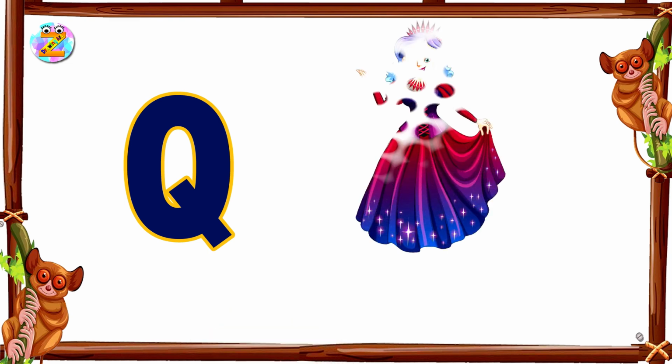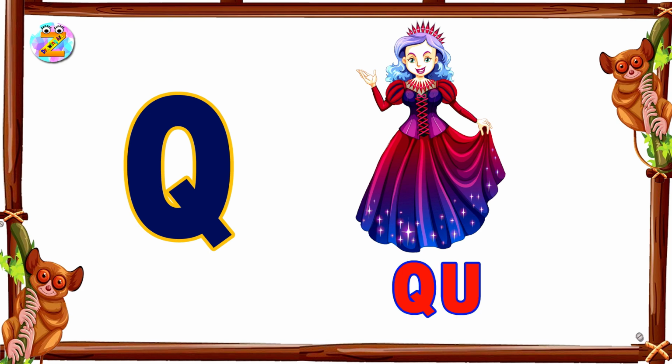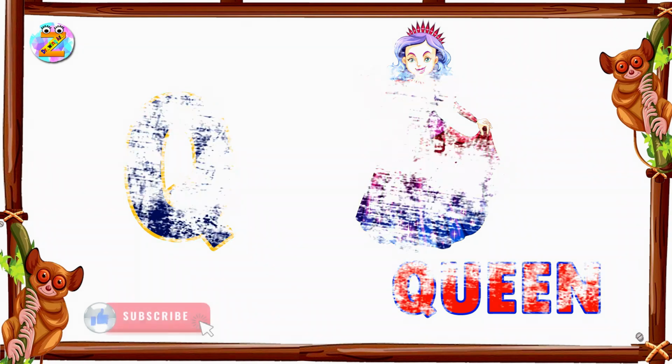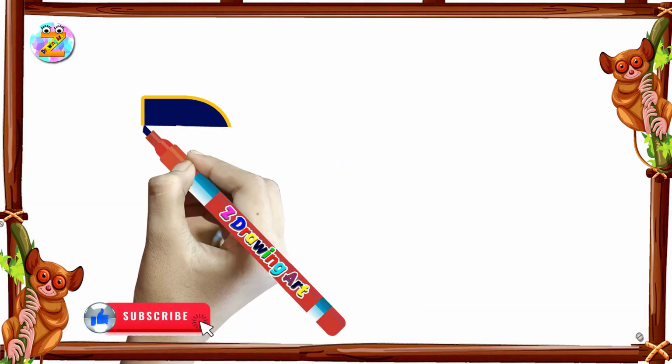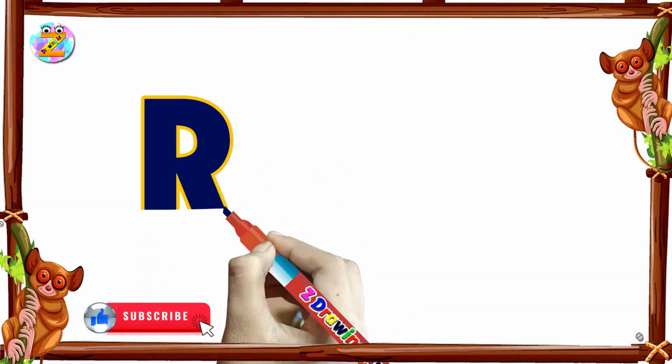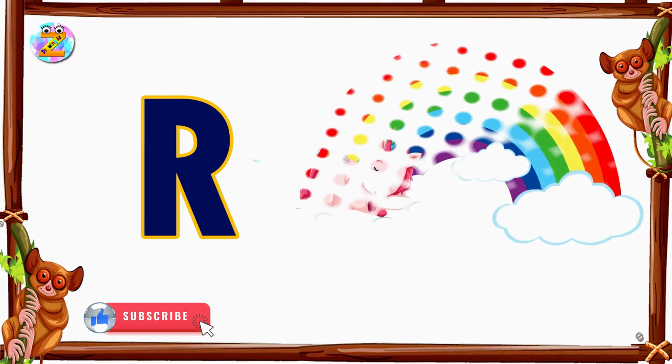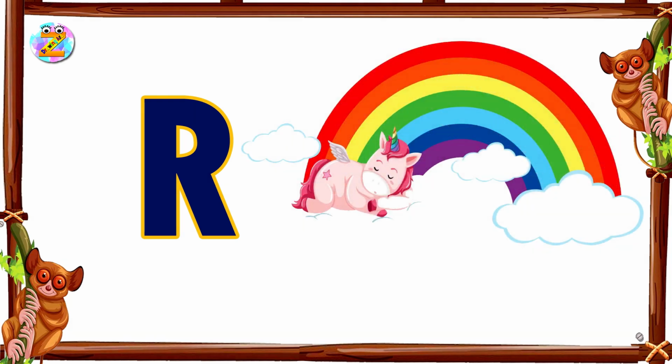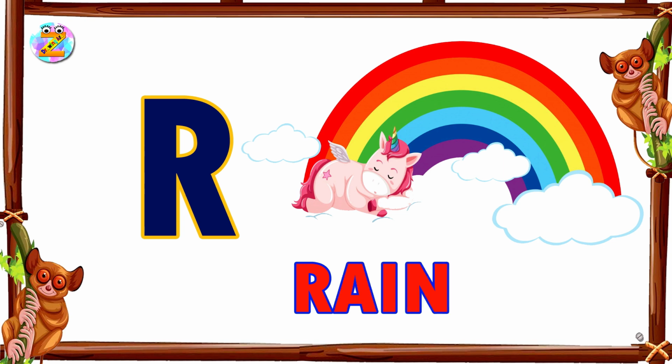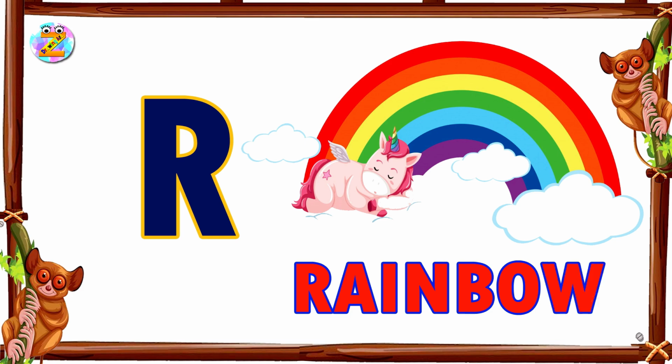Q. Q for queen. Spelling Q U E E N. Q for queen. R. R for rainbow. Spelling R A I N B O W. R for rainbow.